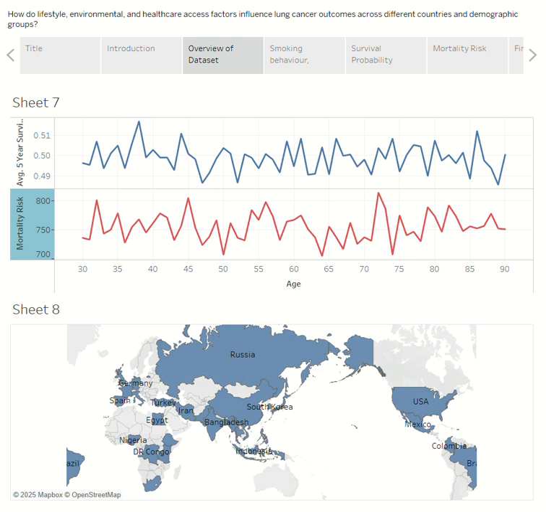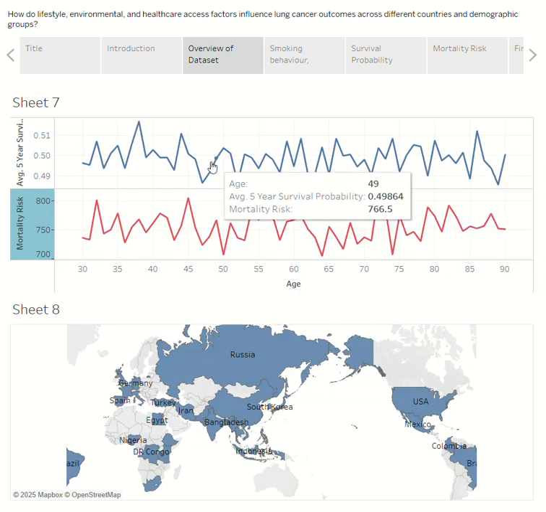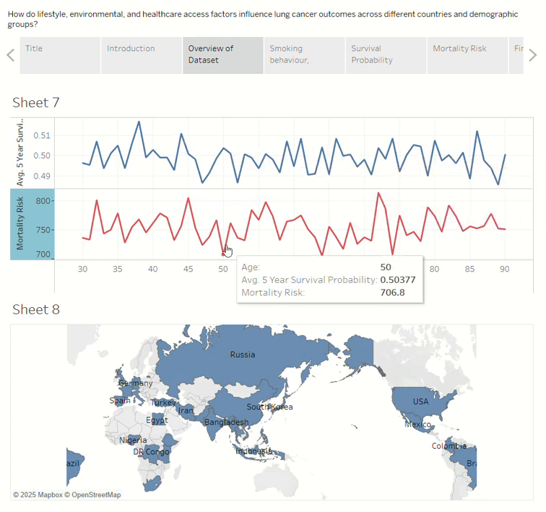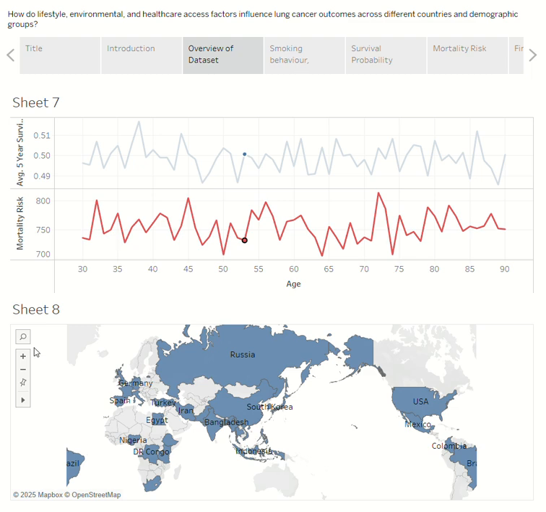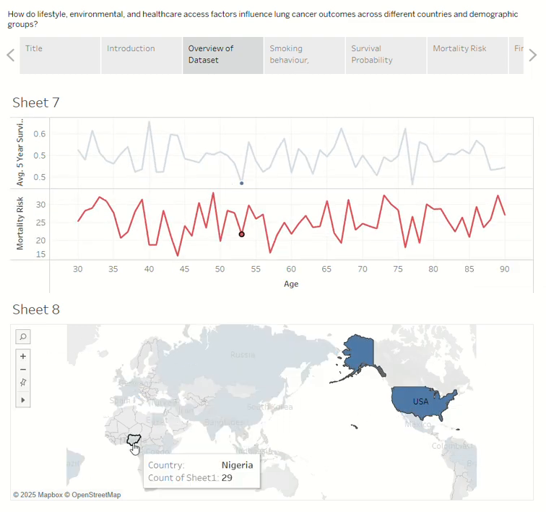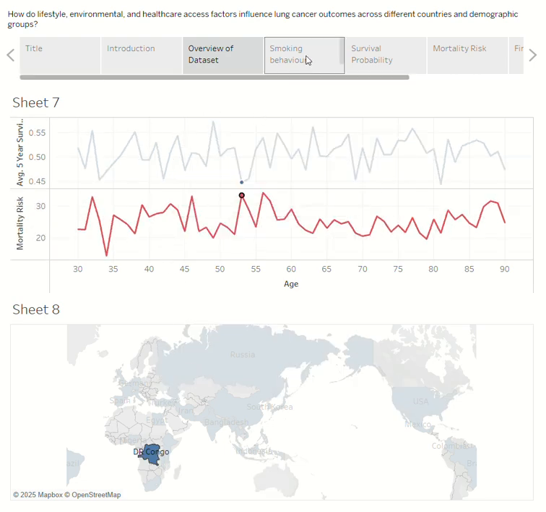The world map shows the number of people in the study for the countries involved. The other two graphs depict how average mortality risk and average 5-year survival rate vary with people's age. There are interactions you can see when we select this one by one, country by country.